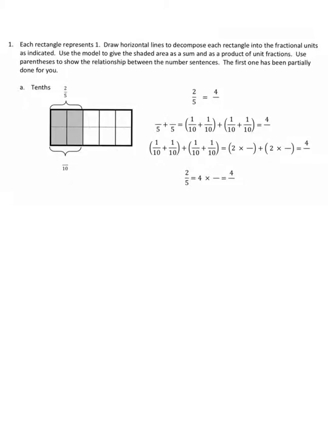In our first problem this evening, each rectangle represents 1. Draw horizontal lines to decompose each rectangle into the fractional units as indicated. Use the model to give the shaded area as a sum and as a product of unit fractions. Use parentheses to show the relationship between the number sentences. The first one has been partially done for you.